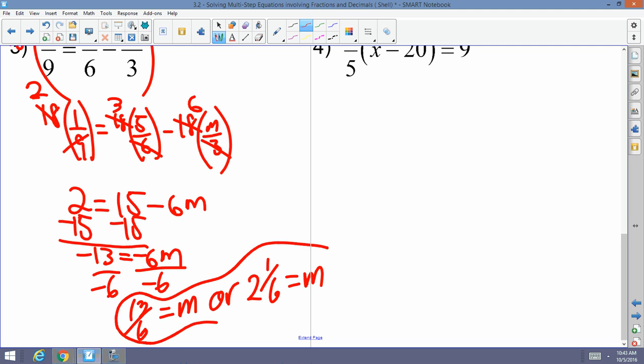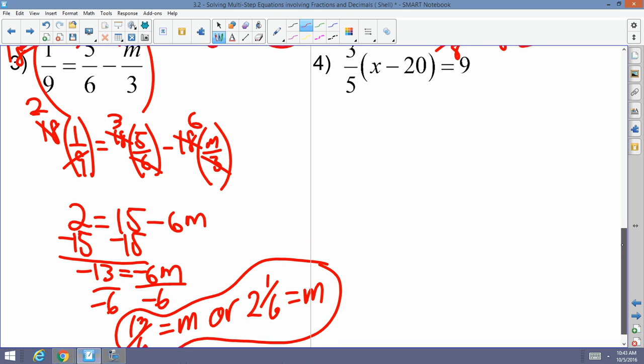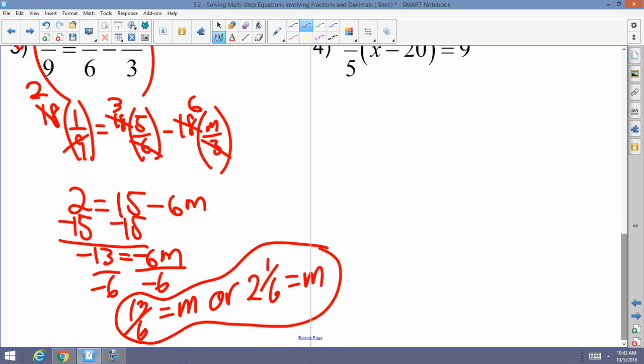So this one would have been a really ugly one because your answer would have been in a fraction. So you would have had a lot of nasty fractions for that one. It's nice to get rid of the denominator. Does that make sense, my brothers?